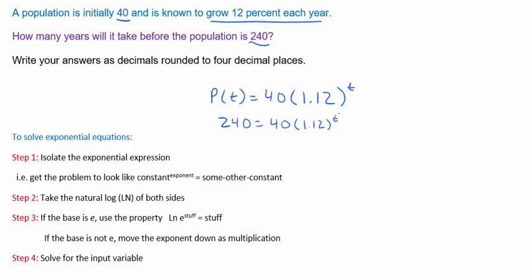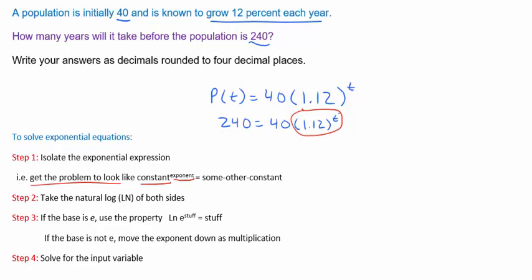This leaves me with an exponential equation. I know it's an exponential equation because the variable is in the exponent. Here's a four-step process to solve an exponential equation. Step 1 is to isolate the exponential expression. An exponential expression is a constant raised to a variable. So this is what I'm trying to isolate. I.e., I need to get the problem to look like some constant raised to an exponent equals some other constant.